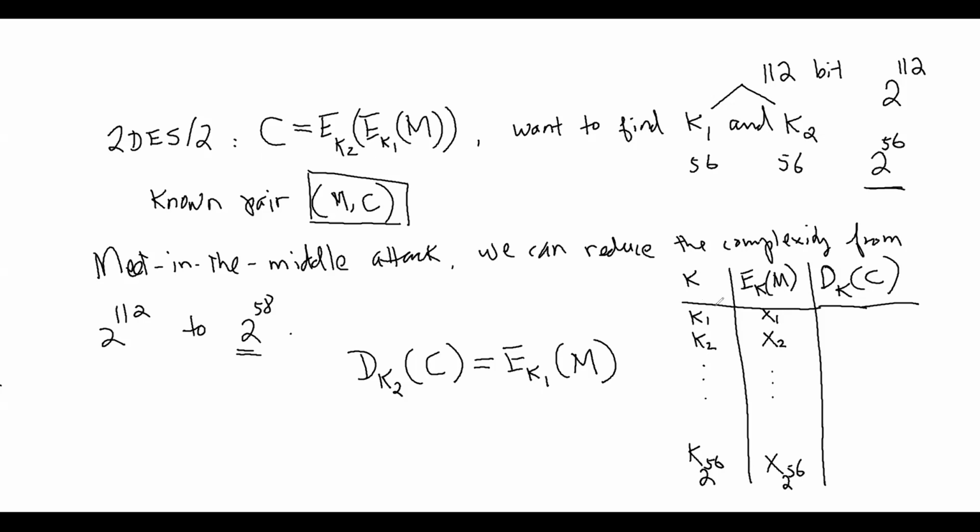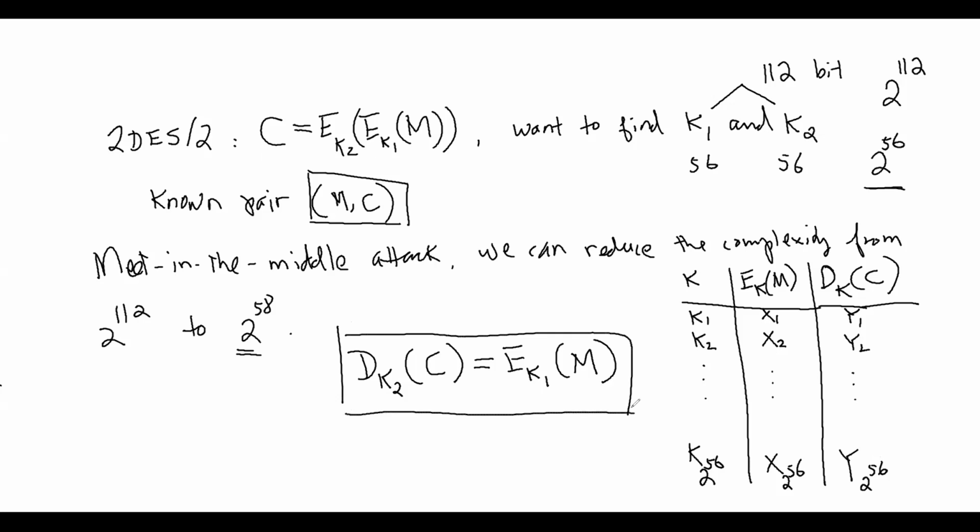And similarly, for this, I'm going to call it Y1, Y2, and then Y sub 2 to the 56 power. Now, this means this is equality. Okay, because of this, we get this. We just don't know which K1 and K2 would be.